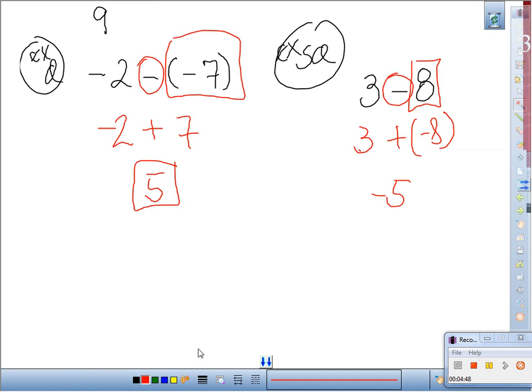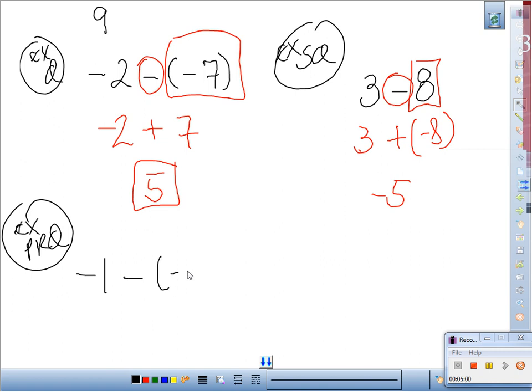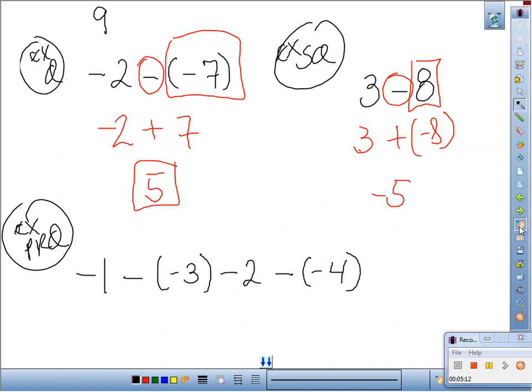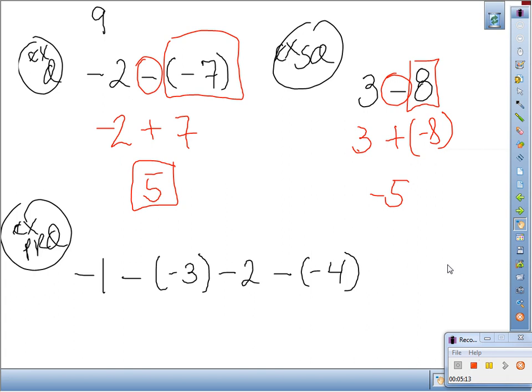Yes. Okay, let's kick it up a notch. Here we go. Example, Power Rangers Q. Here we go. Negative 1 minus negative 3 minus 2 minus negative 4. Do this one together, or you want me to give you a little bit of time? Okay, 20 seconds, go. Copy that and go.